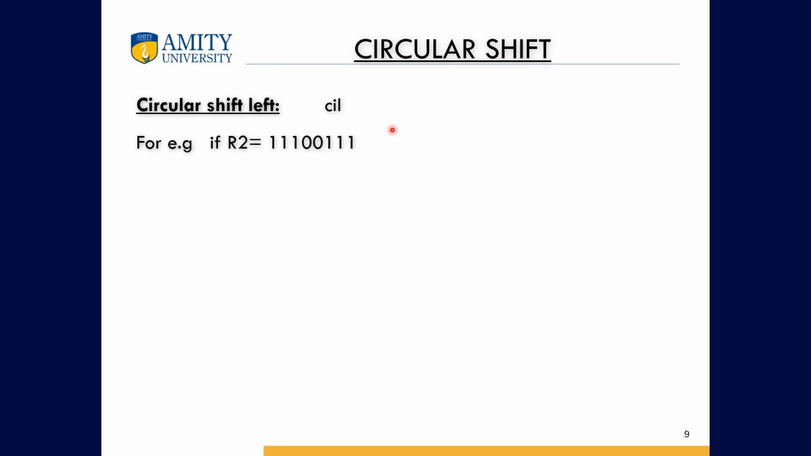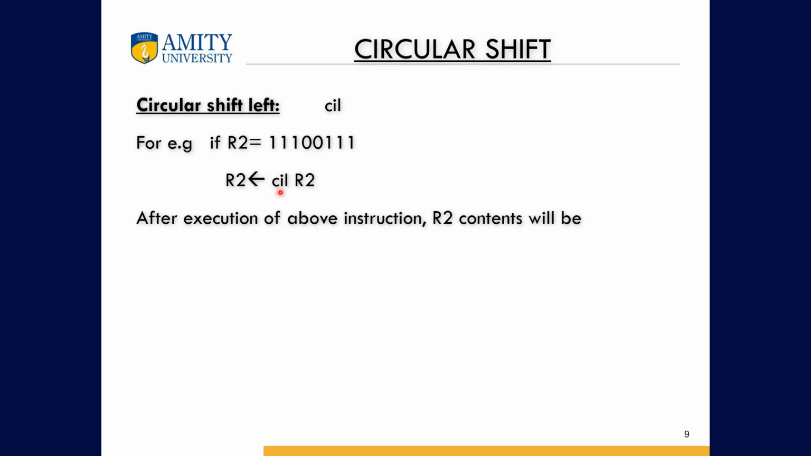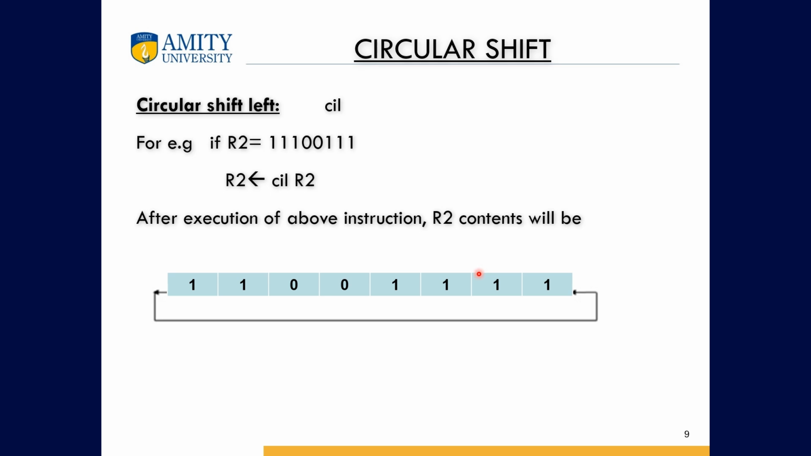If we have circular shift left on the following content, then we are going to represent it with CIL R2 and storing it in R2 after change. The following will be the outcome, where we are going to shift in this direction. So all the bits from this point onwards are the same as from this side, 111, so 111 and the third bit is going to go and get added to the end, so we get 4 ones over here, giving us the final content of R2 as this after a circular shift left.